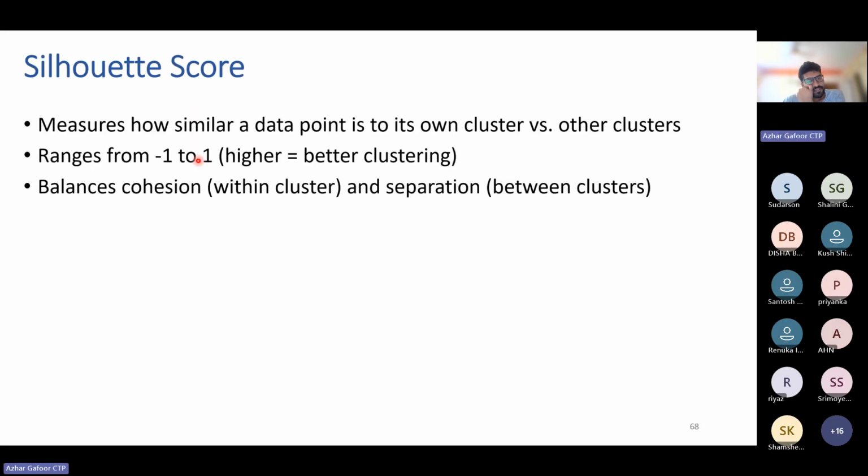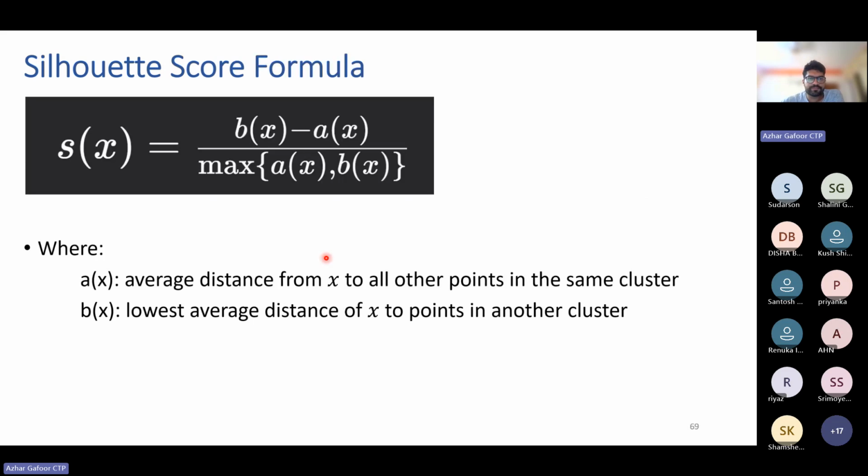Now, what is the silhouette score? The silhouette score measures how similar a data point is to its own cluster versus other clusters. Its values range from -1 to 1. Higher means it's a better clustering. So let's see the formula.